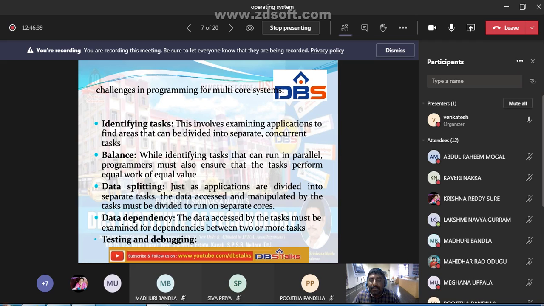Testing and debugging means finally we check, for example, whether a particular task executed by a particular core is executed perfectly or not. That is nothing but debugging. If any bug occurs, we give the same task again to the same processor or core. These are the various challenges in multi-core programming, that is, in a multi-core system.